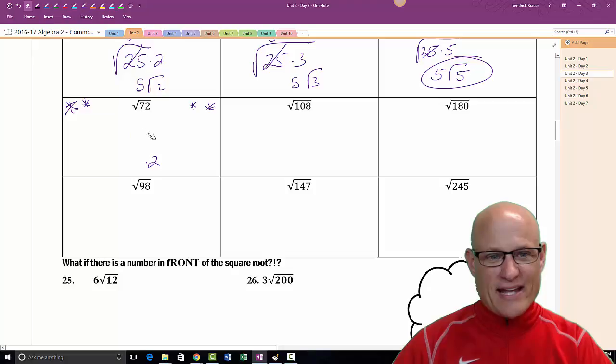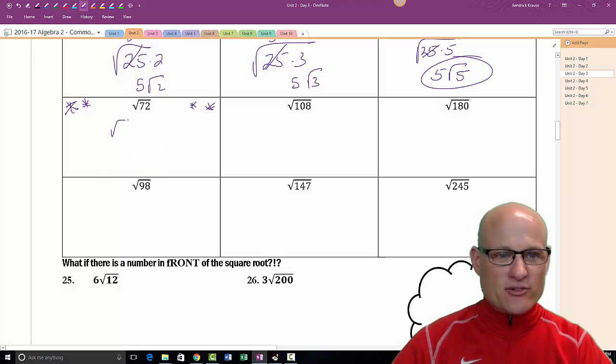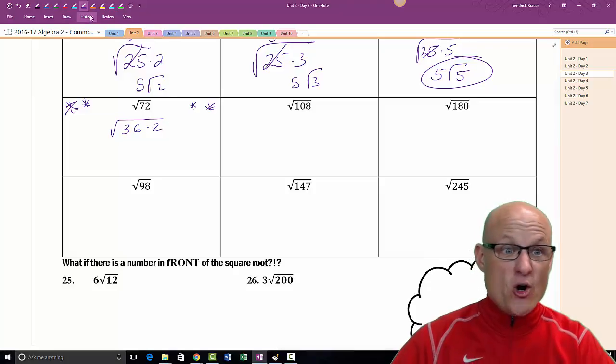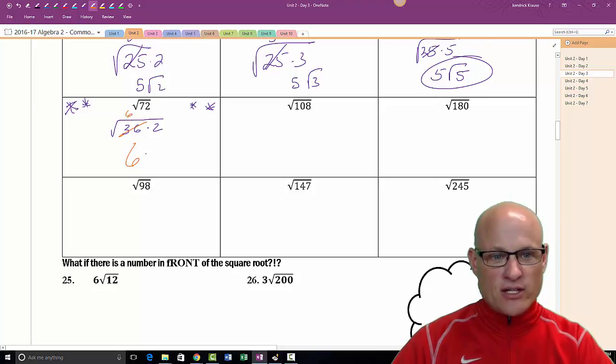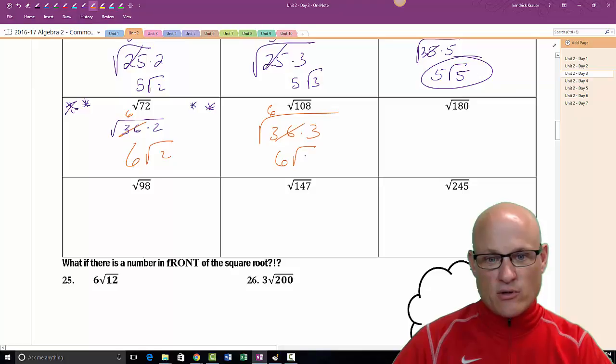But I hope that at the trig level and at this algebra 2 level, you start to recognize, oh yeah, that's just 36 times 2. Know that we're going to ask that one. Square root of 36 is 6, so I get 6 square roots of 2. This is 36 times 3. Square root of 36 is 6, so this is 6 square roots of 3.